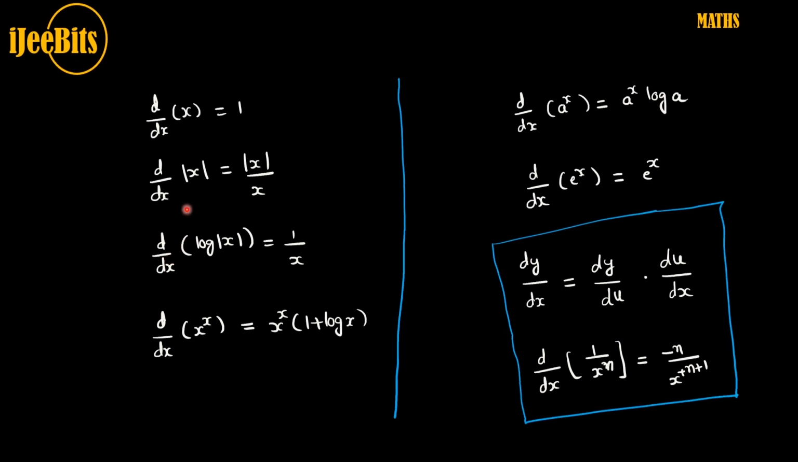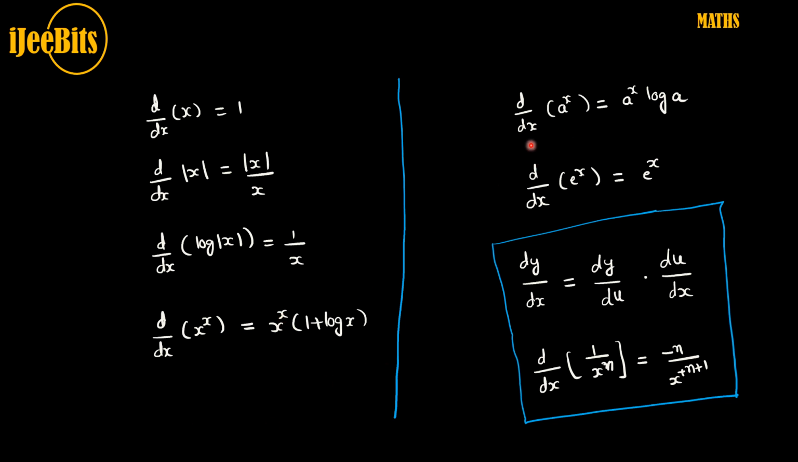Let's recall one more time. d/dx of x, differentiation of x with respect to x, equal to 1. Differentiation of mod x with respect to x equal to mod x by x. Differentiation of log x is 1 by x. If you see x power x, you have to remember that the differentiation would be x to the power of x into 1 plus log x. That is how I can read it.